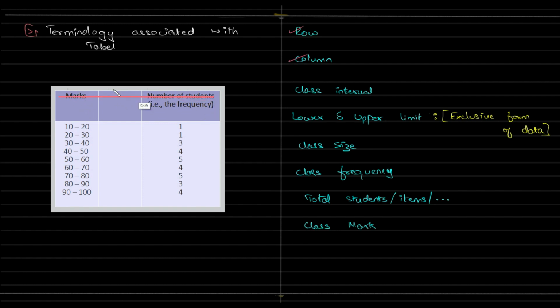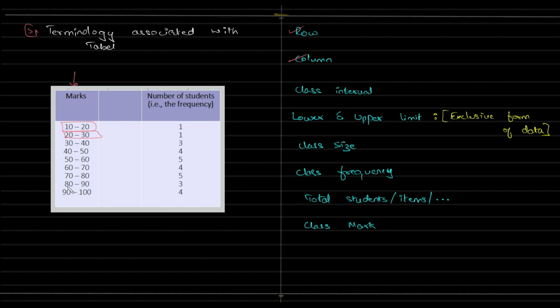This is a row and this is a column, right? Left to right is a row and top to bottom is a column. Class interval is to do with this column. Each of this is a class, right? There are 9 to 10 classes over here, and in each class you have values.